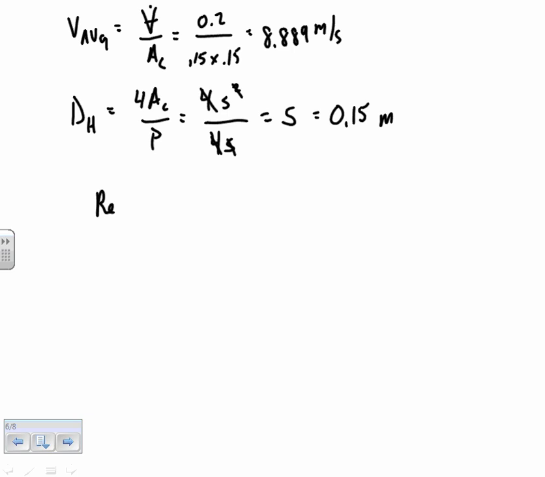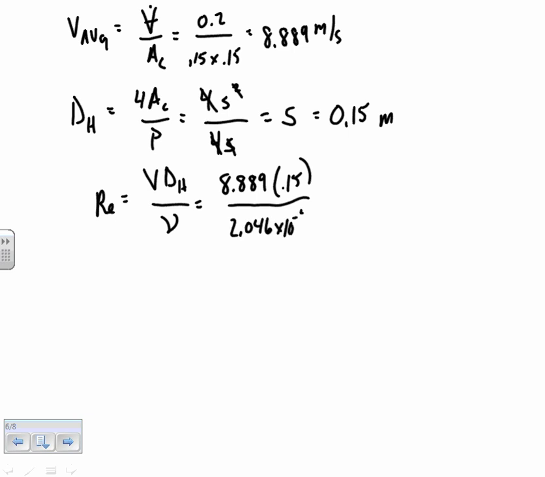Now I can calculate my Reynolds number. My Reynolds number is equal to V times my hydraulic diameter divided by nu. So that is equal to 8.889 times 0.15 divided by 2.046 times 10 to the minus 5. And that's equal to 6.52 times 10 to the 4. Well, this value happens to be much greater than 10,000, which means that I have turbulent flow.